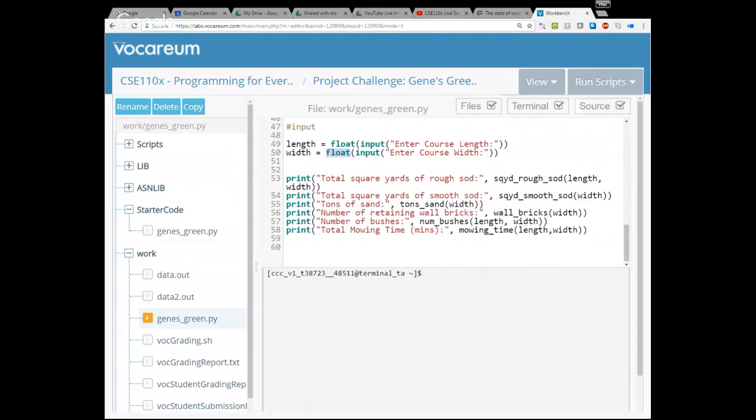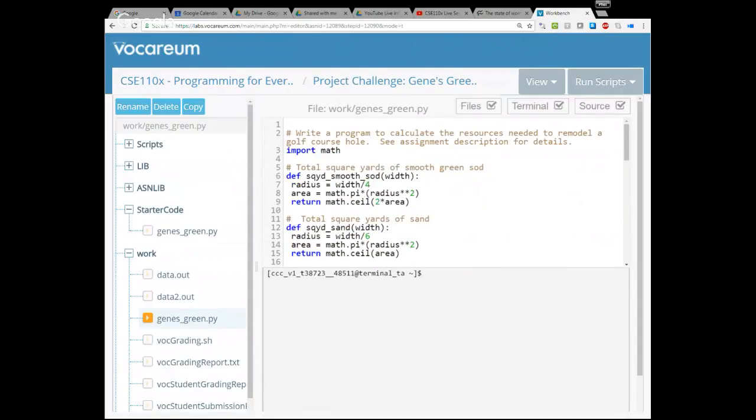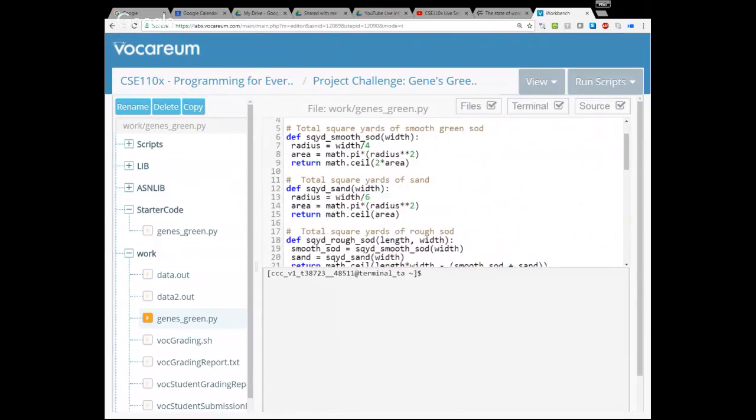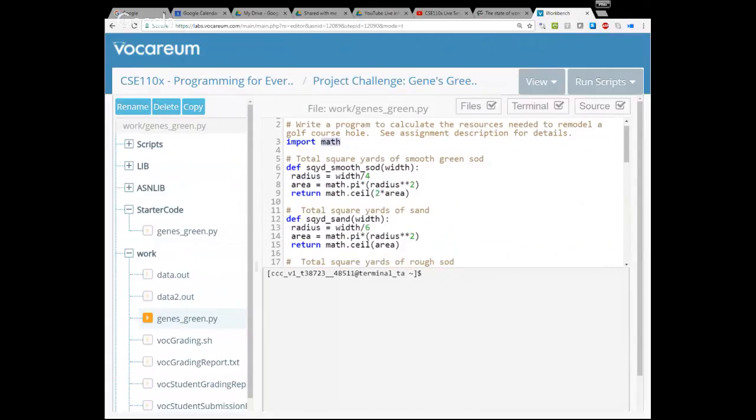So Phil, what do you think? It's pretty good. This is not bad at all. I like the fact that you broke this out into a set of pretty small functions. Each one of these functions does a single well-defined task, calculating the square yards of smooth sod, the square yards of sand, and the square yards of rough sod, for example. Each of these functions takes as a parameter the information that it needs in order to compute the result that you want, and then computes the result and returns it. Nice use of the built-in functions in the math standard library.